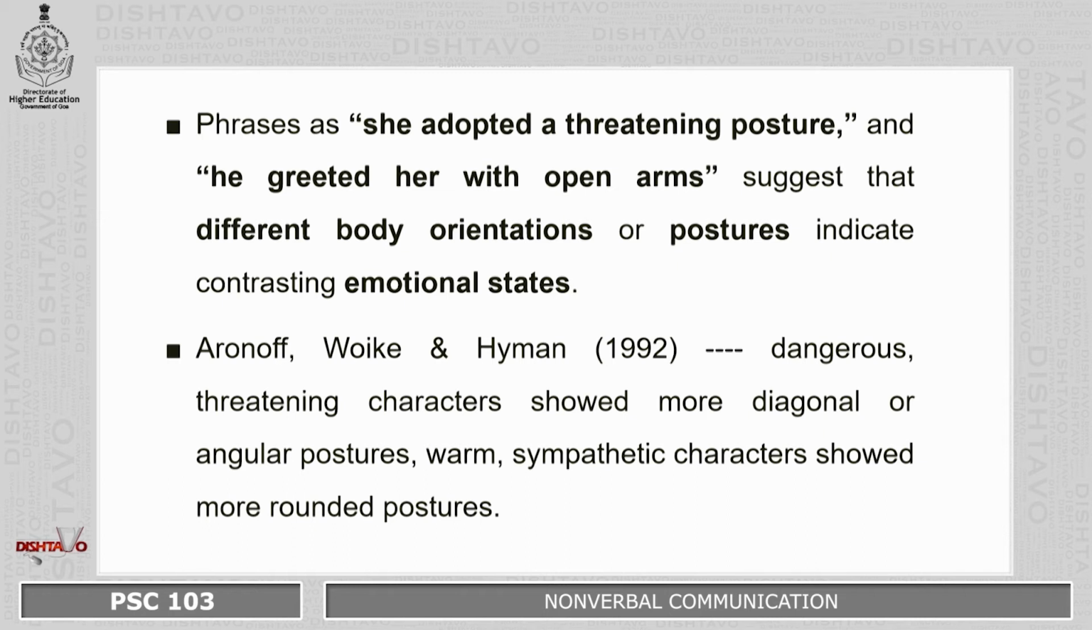We also have a study which was conducted by Aronoff and his colleagues. They found that actors, when they are depicting very threatening or dangerous characters, show very diagonal or angular postures. Like angles, you can say, like this and like this. When actors are depicting warm, sympathetic characters, they use more rounded postures. They are going to talk like this. So you can also imagine how you talk when you're happy and how you talk when you're upset.